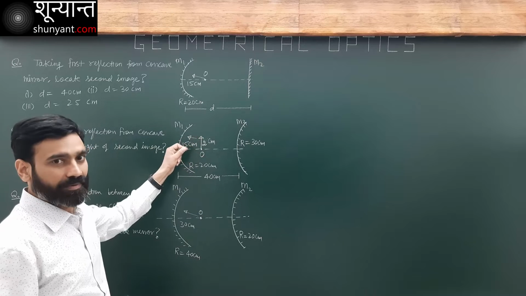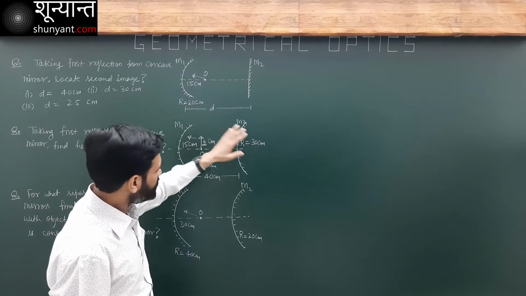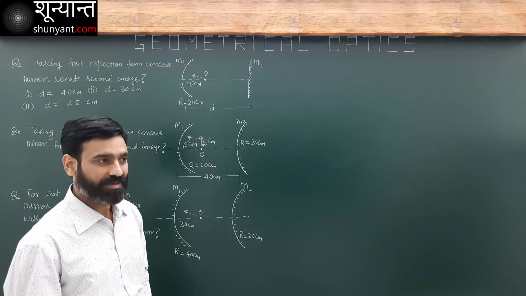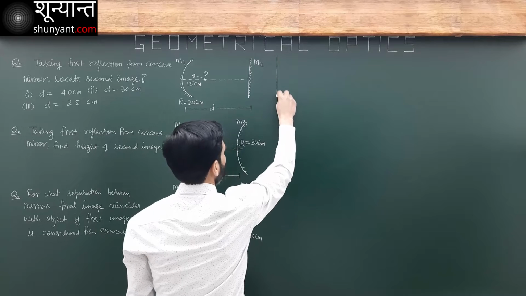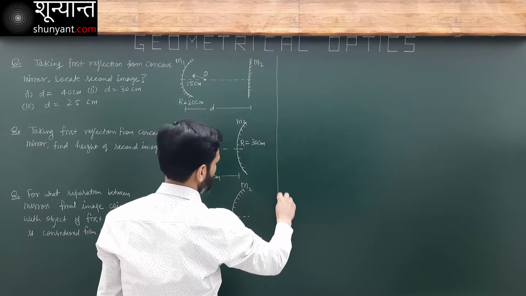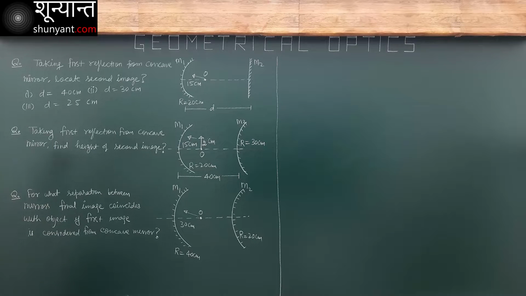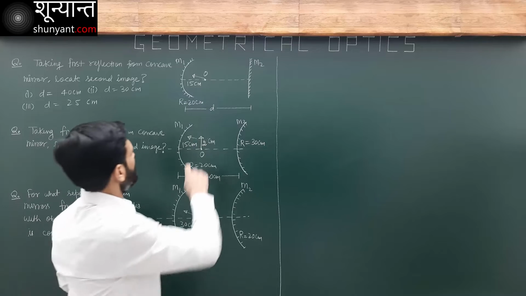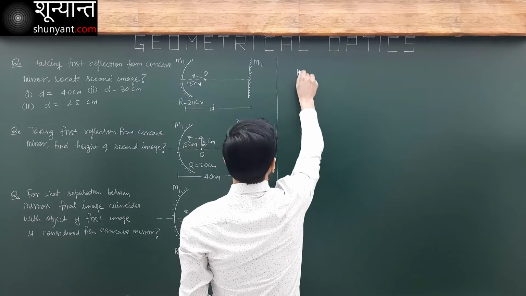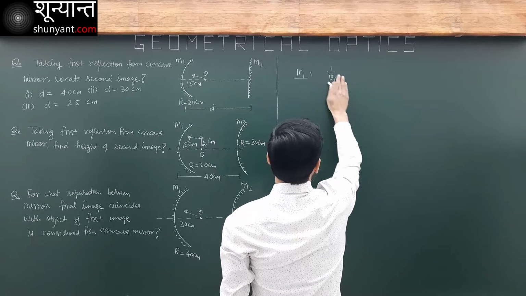This will form some image. Now that image will become the object for this mirror. We will see how that happens. Let's start with the very first problem. Okay, it's like this. So let's look at M1.